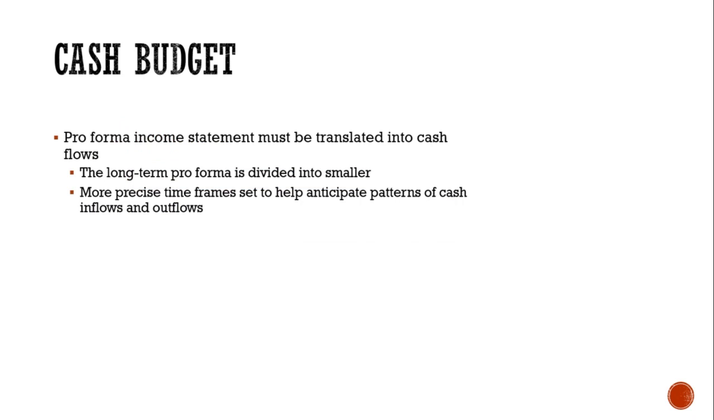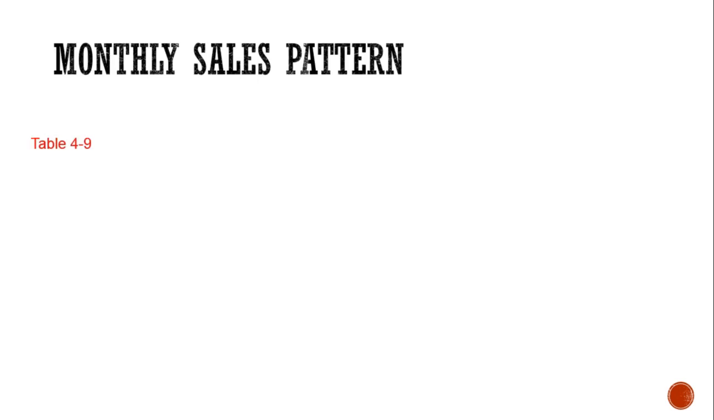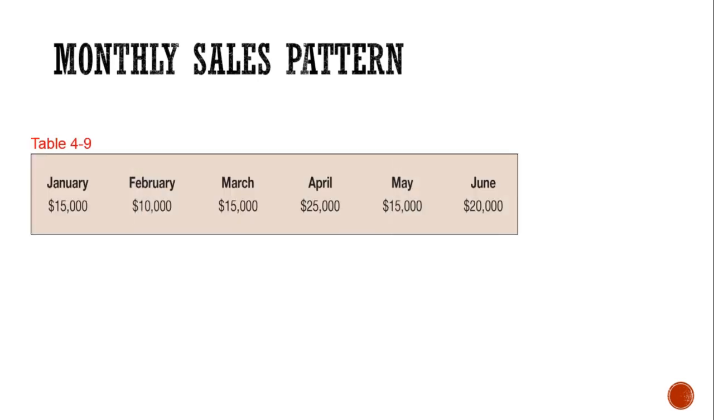The next thing you'd have to develop is a cash budget. The pro forma income statement must be translated into different cash flows. The long-term pro forma is divided into smaller and more precise time frames to help anticipate patterns of cash inflows and outflows. Monthly sales pattern. As you can see on here, that gives us our monthly sales patterns that occur from January through June.